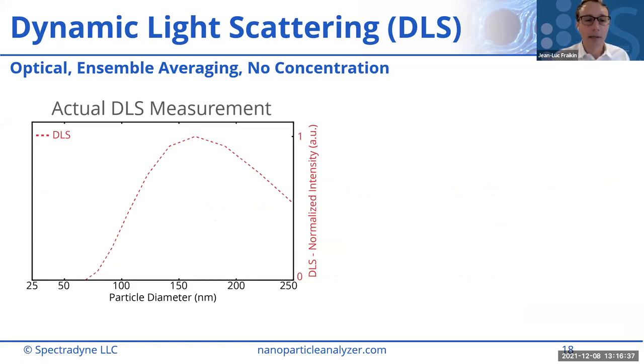Let me show you, this is an actual measurement. This is the output from the dynamic light scattering instrument for a measured sample, and you can see we have a nice distribution. On the y-axis here, it's the normalized scattering intensity. We just set the intensity to 1 here, it doesn't matter, as a function of size. There's a nice peak right about 165 nanometers, and that's the Z average parameter that the DLS instrument returns to us.